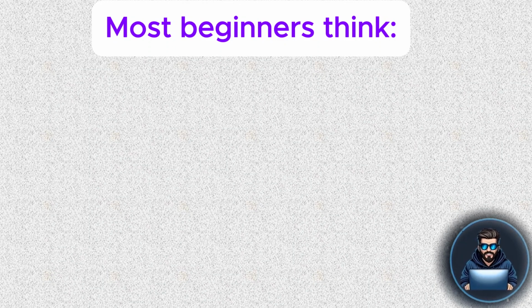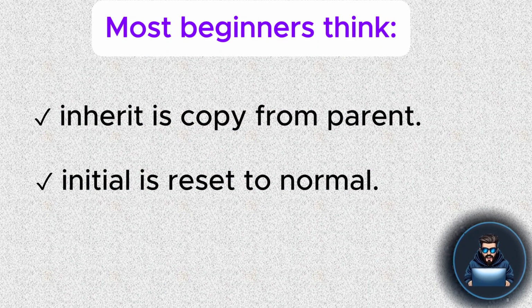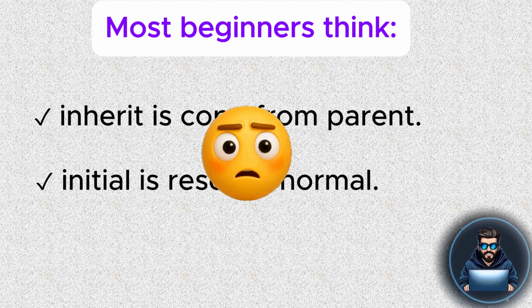Most beginners think inherit is copy from parent and initial is reset to normal. That sounds right, but it's only half true. The real difference is much bigger, and today we'll see why.